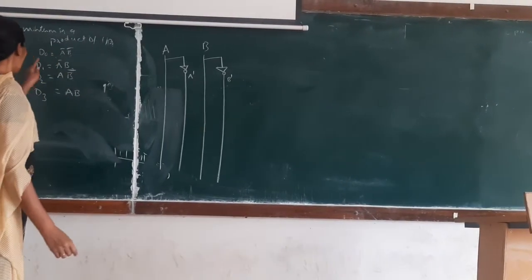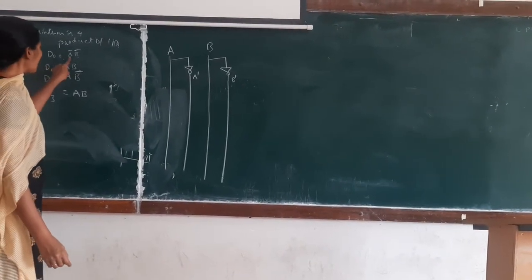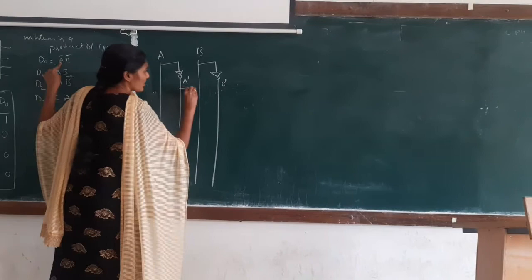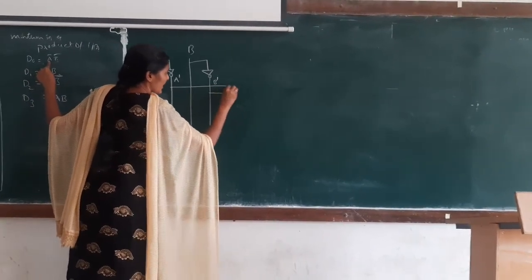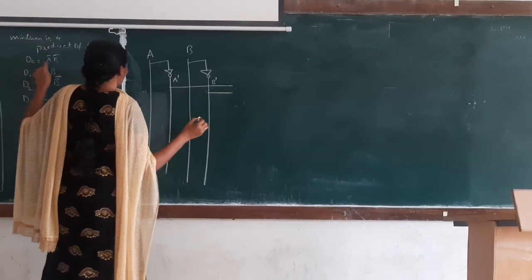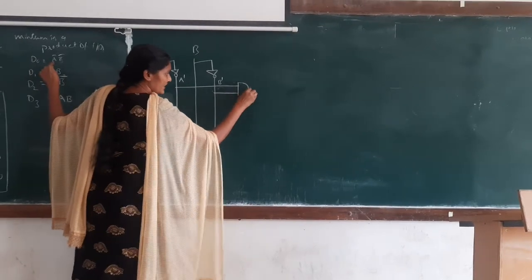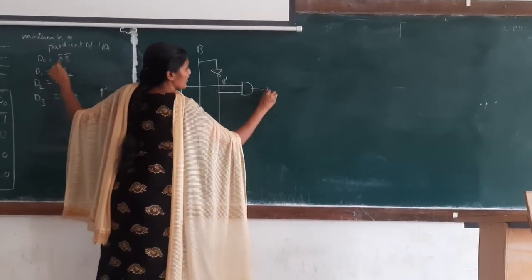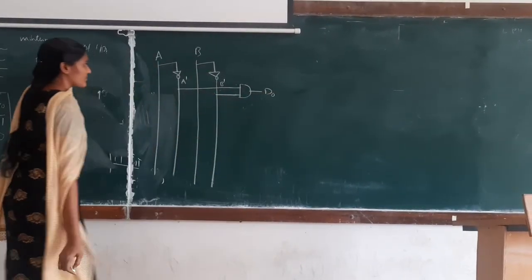Now, what is the first term? D naught equals A dash B dash. Now we have to draw the lines from this, and its output is a product term, so we have to use the AND gate. This is D naught.